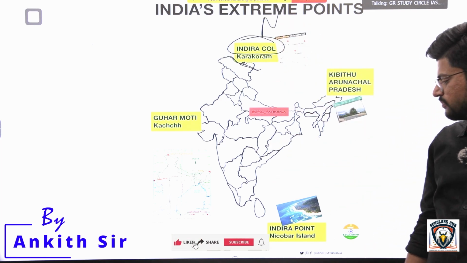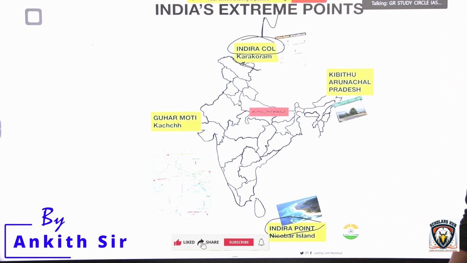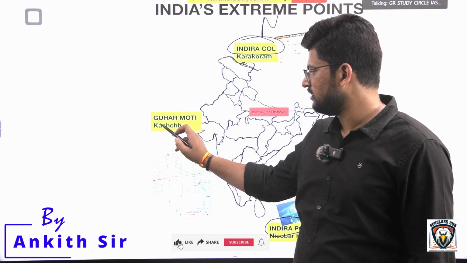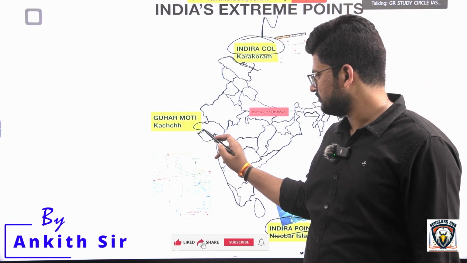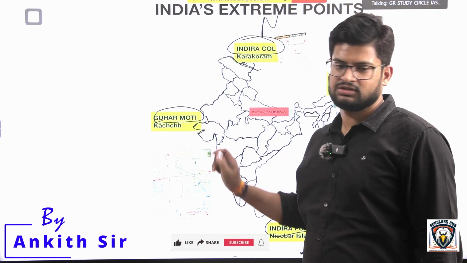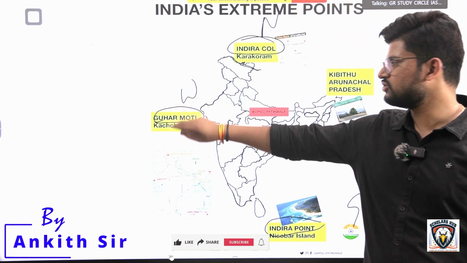Now what is the southernmost point of India? It is Indira Point in the Nicobar group of islands. Now what is the westernmost point of India? This is in the Kutch region. In the Kutch region there is a place called Guhar Moti. This is the westernmost point of India.